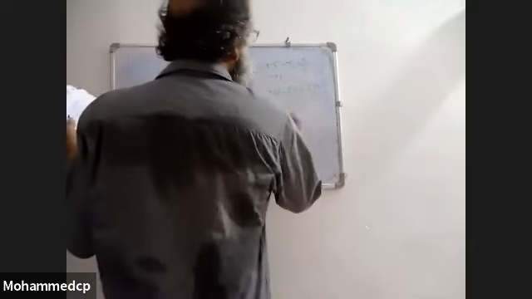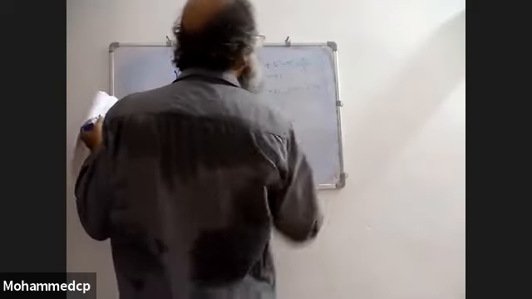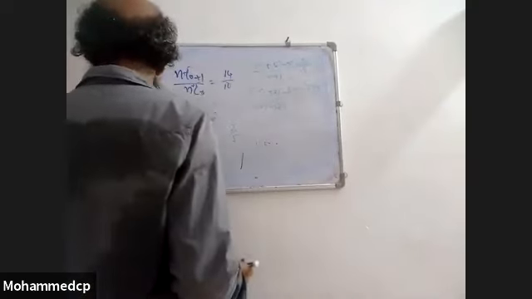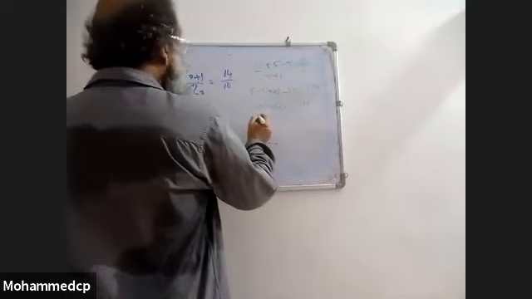You will get 5n minus 12r. 5n minus 12r is equal to minus 18. Now the equation, minus 6 on the right side.